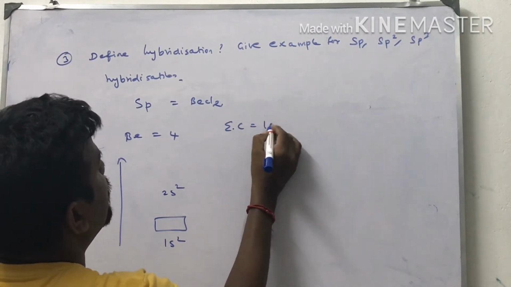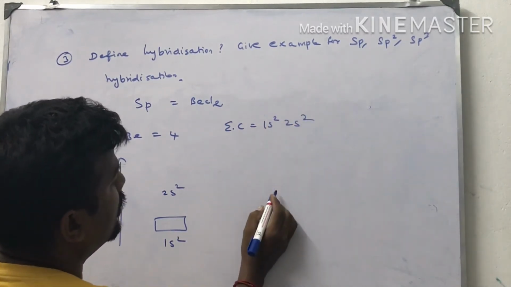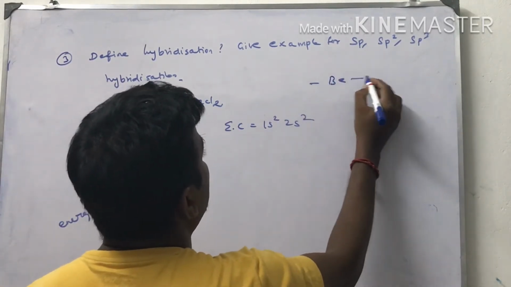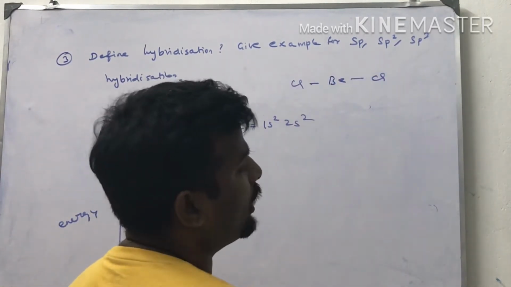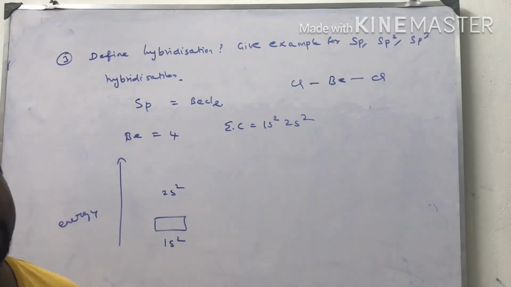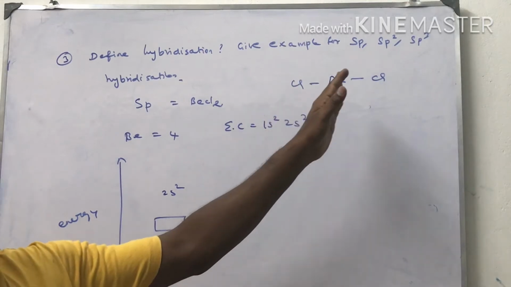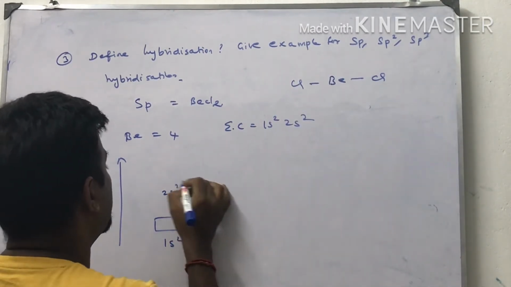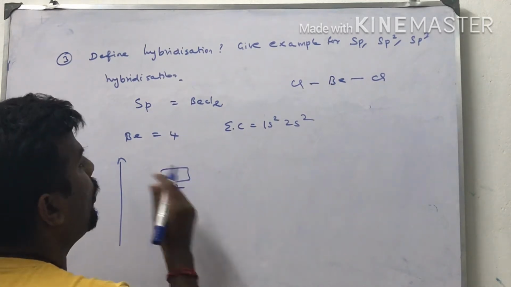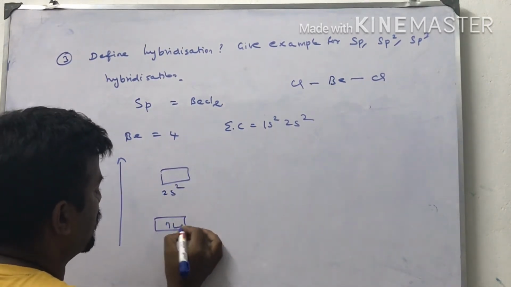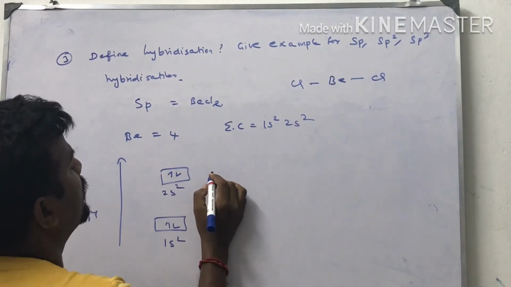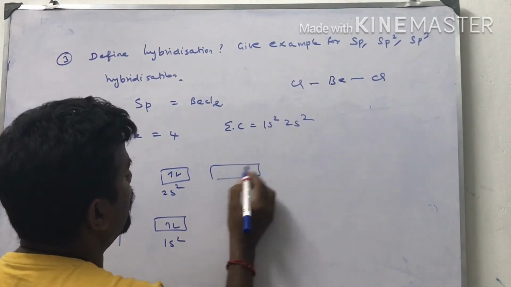Electronic configuration of beryllium is 1s2, 2s2, right? Beryllium is less electronegative than chlorine. The less electronegative element is always taken as the central atom, and the more electronegative element is chosen as the surrounding atom. So 1s, 2s. How many electrons are present in 1s? 2 electrons. How many electrons are present in 2s? 2 electrons. Okay, 2p orbitals.